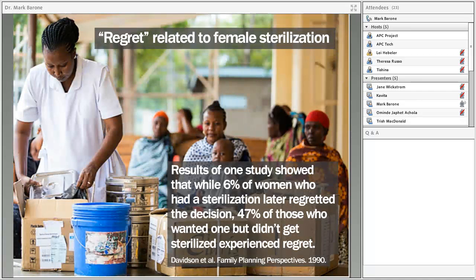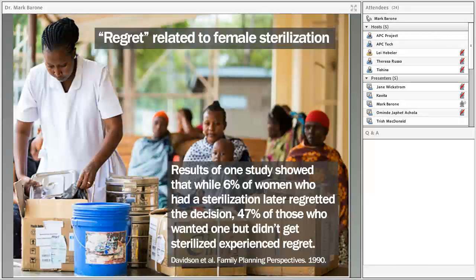Now, Kavita mentioned regret, and I'm just going to say something about it as well. As she noted, regret is generally low among users of female sterilization. And interestingly, although we often think of regret in terms of women who have had a female sterilization, as Kavita mentioned, there's another way to look at the issue, which is regret among women who plan to have a female sterilization and then didn't. While there are many reasons that women who plan to have one don't in the end obtain a sterilization, one reason is lack of availability and access to the services.